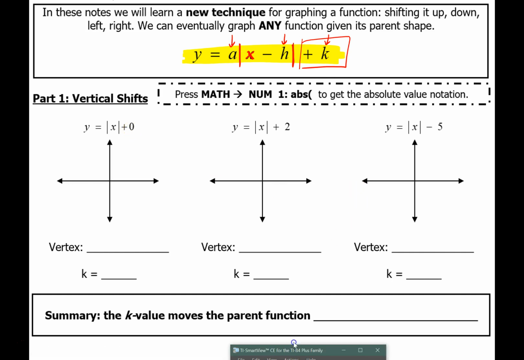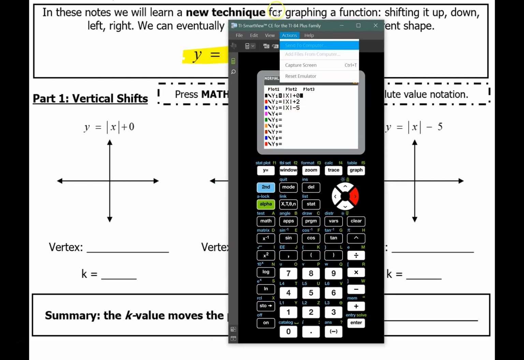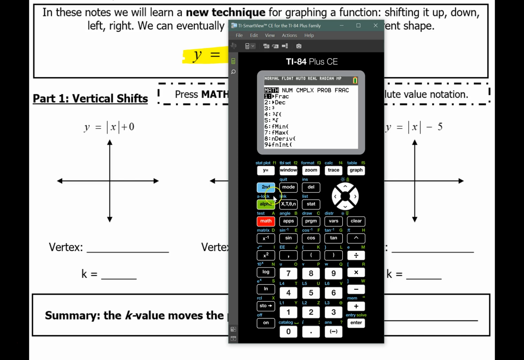So I'm going to pull up my calculator here so we can look at that picture. You can see that I've already got this one programmed into my y1 just to save a little bit of time. So if you were going to do this in your calculator, which you will often, to get the absolute value bars, you're going to hit the math button, and then go over to where it says num for number, and that first option is abs. So when I choose that first option, it gives me the bars. Then I can type in my x, I can type in any h values, and I can go outside to type in my k value as well. I'm not going to use that one since we've already got this one programmed in. I'm going to go ahead and hit graph.